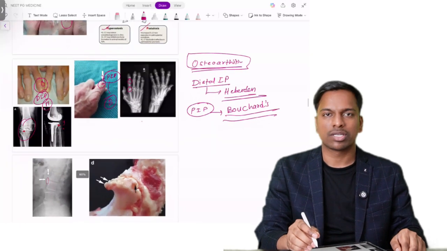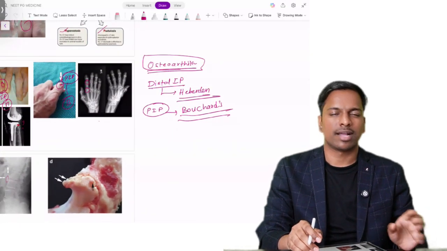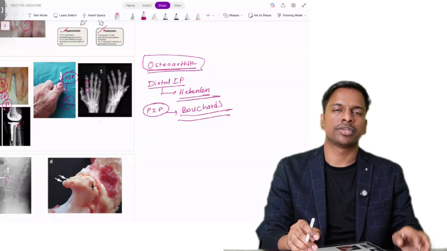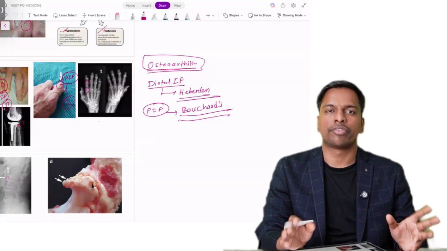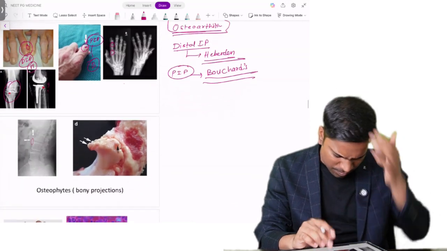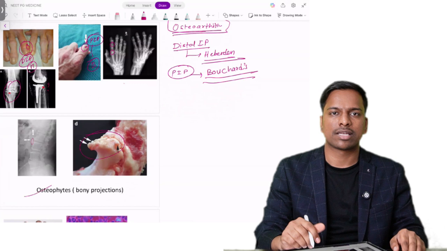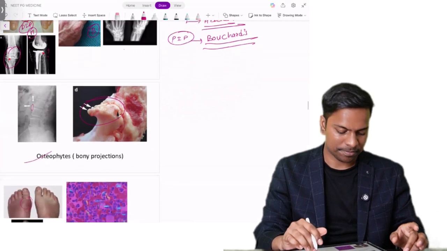Now, how do we manage? Obviously, we manage with proper physiotherapy for the patient and symptomatic relief. As such, there is no specific treatment. Obviously, a knee replacement can be done, but in medical treatment, as such, not, because it's a degenerative condition. They can also show this type of osteophytes. We can see the bony projection. So that is also one more thing that can appear over here.